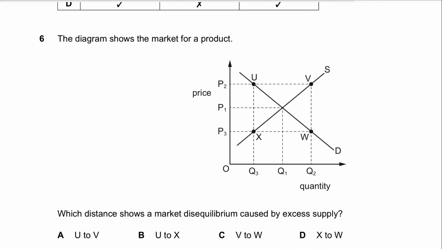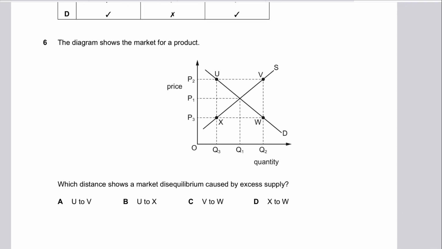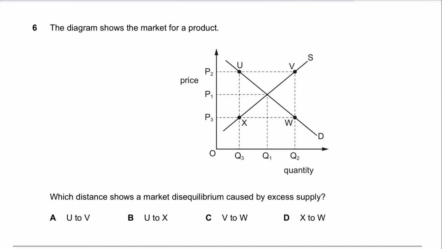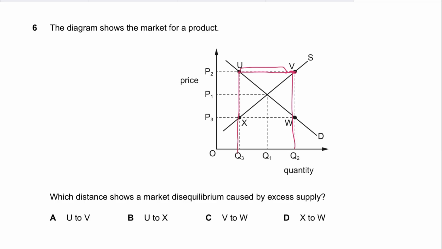Question 6 says the diagram shows a market for a product. Which distance shows a market disequilibrium caused by excess supply? So the answer has to be A, for alpha, UV. This is because at P2 this is your quantity supplied, Q3, while Q2 is your quantity demanded. So this is your excess supply, also called a surplus.